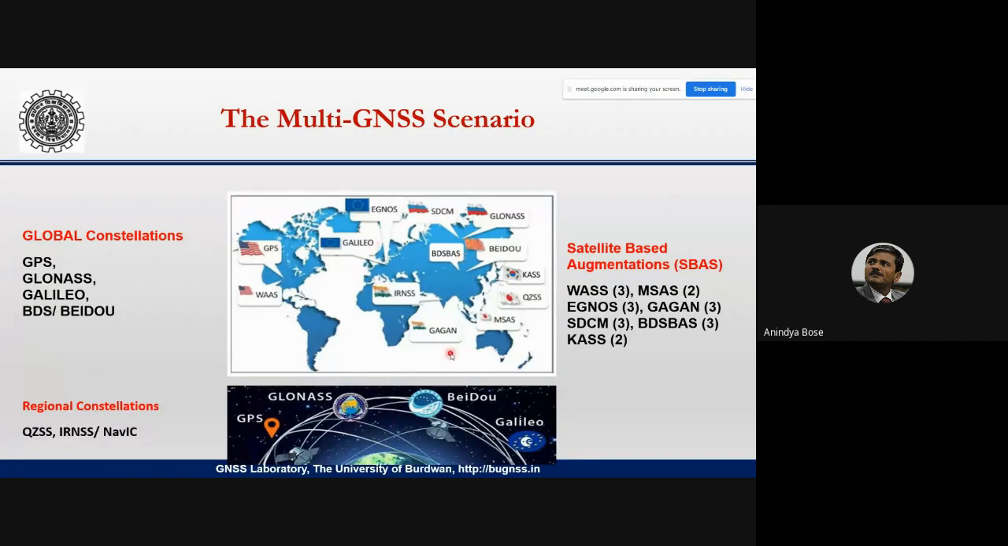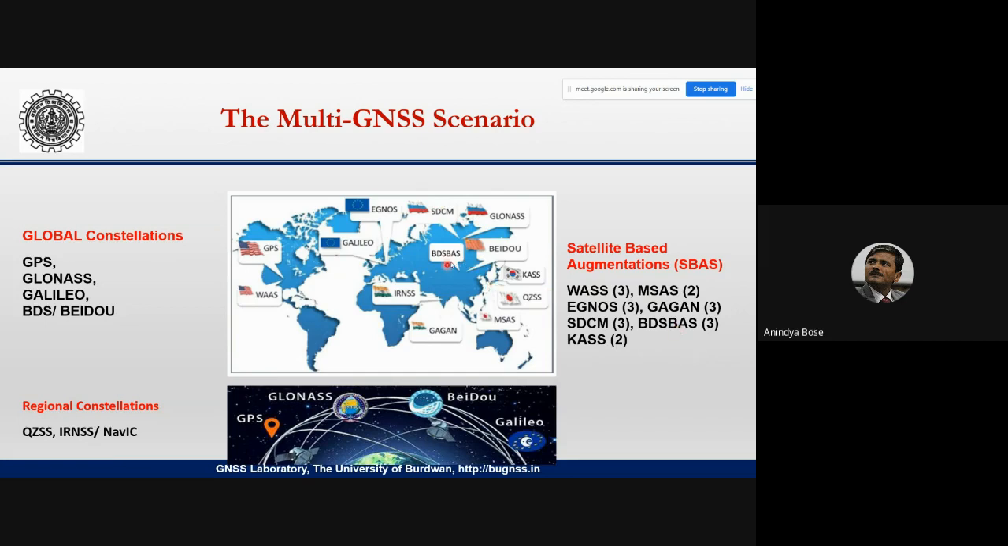Along with that, there are different types of augmentation systems. There would be different types of errors which will play a role when the GNSS system operates, and I will just touch upon it. To get rid of those problems, many countries have developed their own augmentation systems. For example, the Wide Area Augmentation System, WAAS. Then MSAS, developed by Japan. IGNOS is a very popular augmentation system. SDCM is developed by Russia.